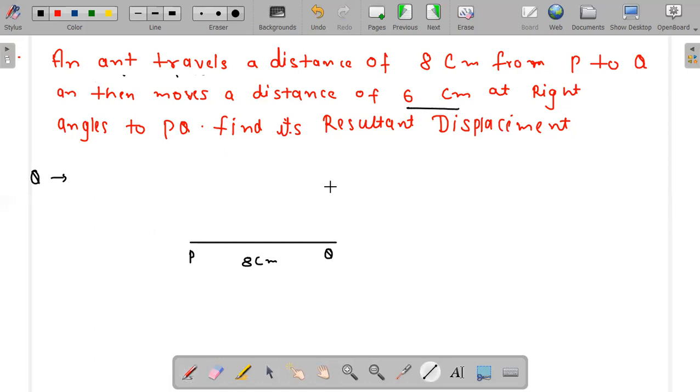So here right angles, okay, so this is right angle, you know that this is known as right angle, the 90-degree angle. So we have to draw right angle. So it moves 6 centimeter. So this is 6 centimeter, and at right angles to PQ, find its resultant displacement.